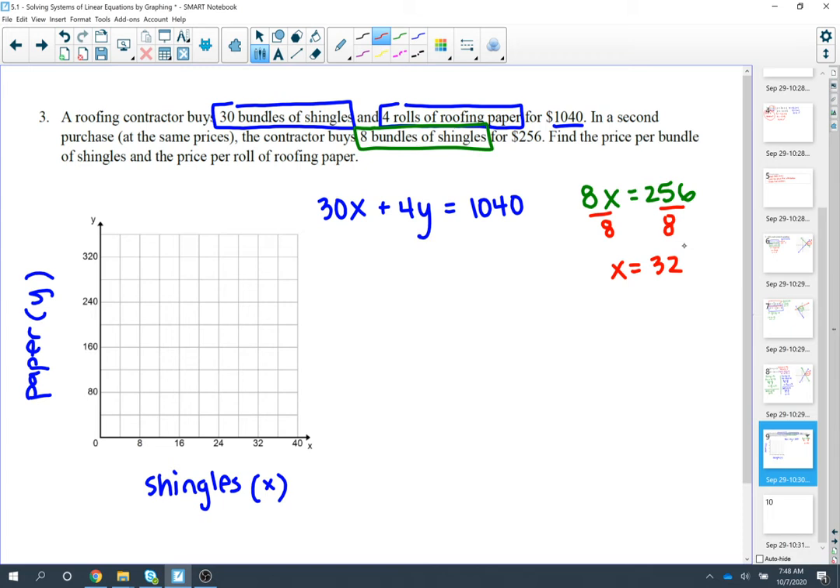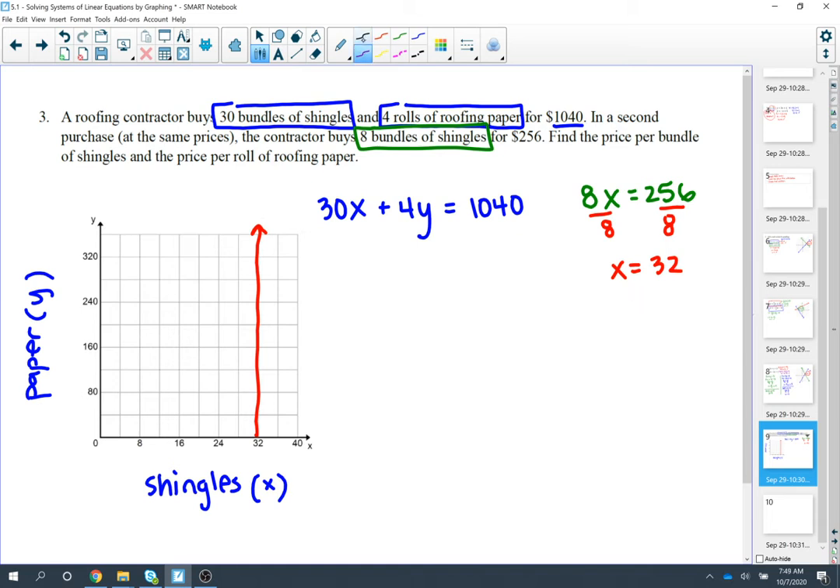If you graph x equals 32, that is a vertical line, and that vertical line is going to be at 32. I'm going to stop it once I hit the x-axis because my price cannot go below 0. And I'll just put an arrow on it just for fun. So that's our first one.